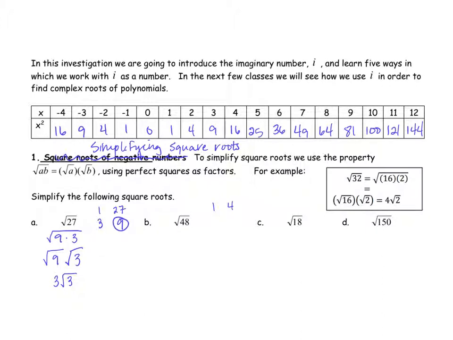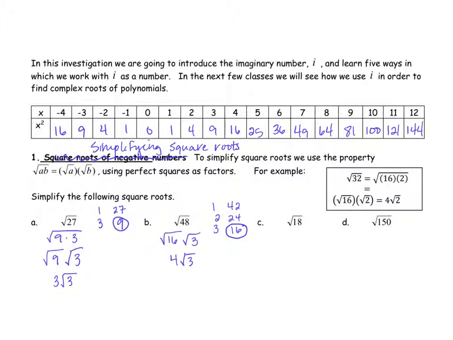We got 1 and 48, 2 and 24, 3 and 16. And now we can stop because we have a perfect square. If we continue on, those numbers are just going to get smaller. So we have square root of 16, square root of 3. So this ends up being 4 square root of 3.